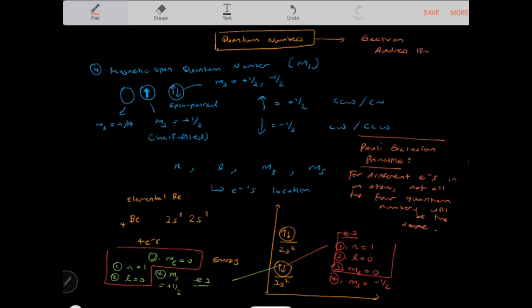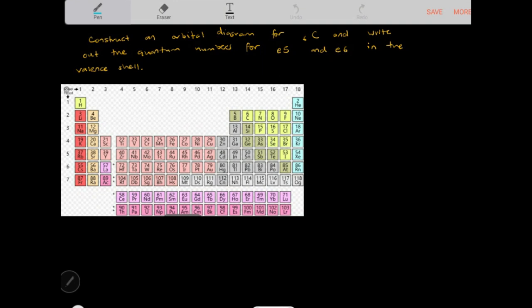And by using this address book, we can pinpoint the position of an electron, and we understand that position is associated with the energy of that electron. Right? So that's the idea. Okay, let's construct an orbital diagram for carbon 6 and write out the quantum numbers for electron 5, electron 6 in the valence shell. Okay, so carbon 6, we use a periodic table here.